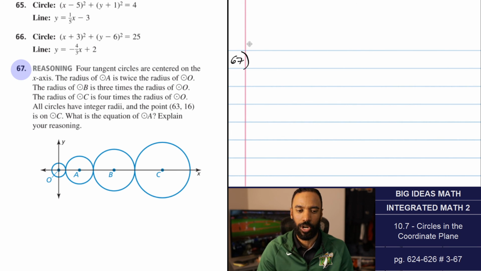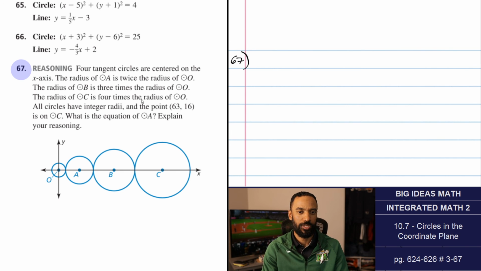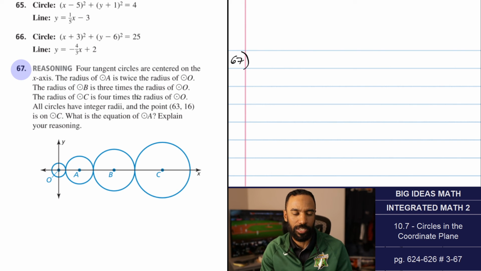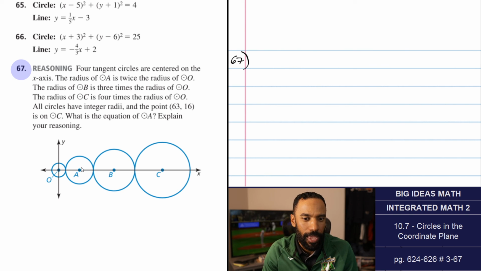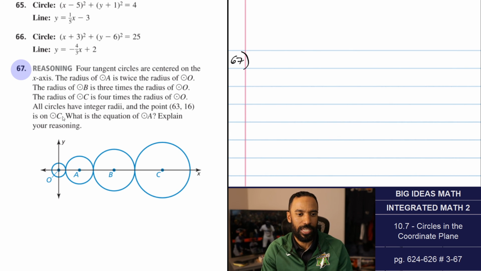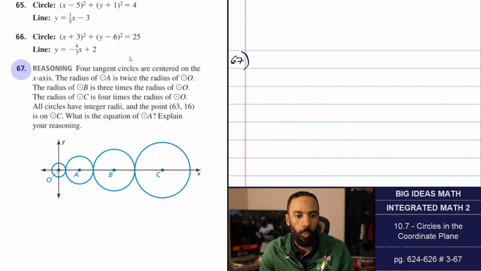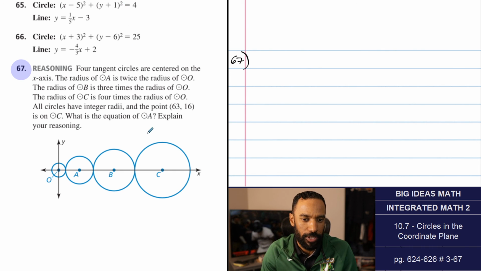Four tangent circles, that means they touch each other once at those points, are centered on the x-axis. The radius of circle A is twice the radius of circle O. The radius of circle B is 3 times the radius of circle O, and C is 4 times the radius of circle O. All circles have integer radii, and the point 63, 16 is on circle C. What is the equation of circle A? Explain your reasoning. So anywhere on circle C can be some sort of 63, 16.